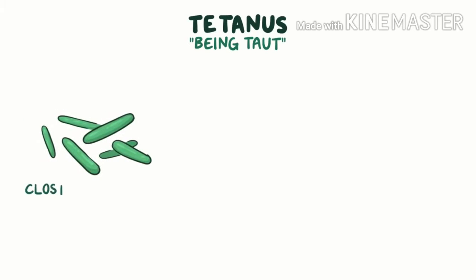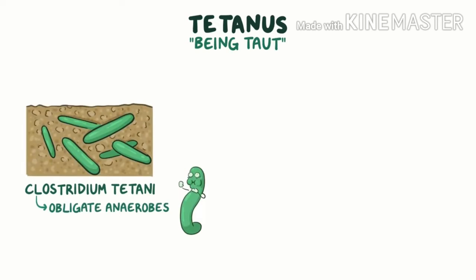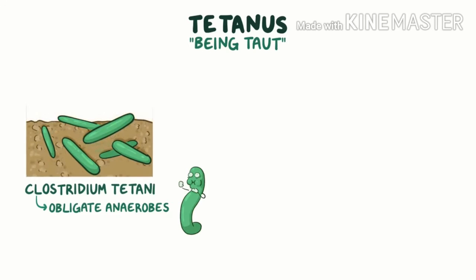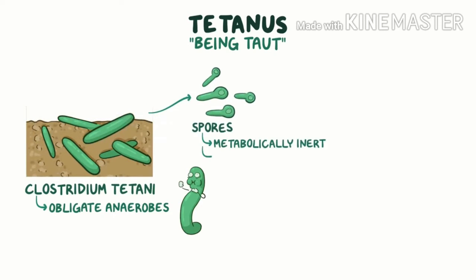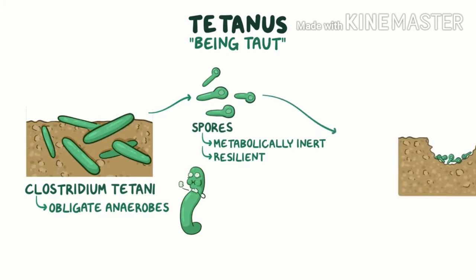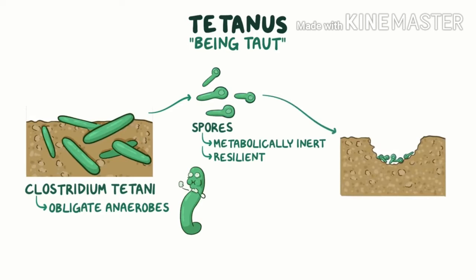Tetanus means being taught, which is a good description of the disease caused by bacteria called Clostridium tetani. Clostridia, as a family, are obligate anaerobes, meaning that oxygen is toxic to them. In nature, they thrive in deep, compact soil, and when they feel the stress of fresh oxygenated air, they often produce spores, which are metabolically inert and extremely resilient to the environment. Then, when environmental conditions improve, the spores are able to sprout into fully fledged Clostridia.